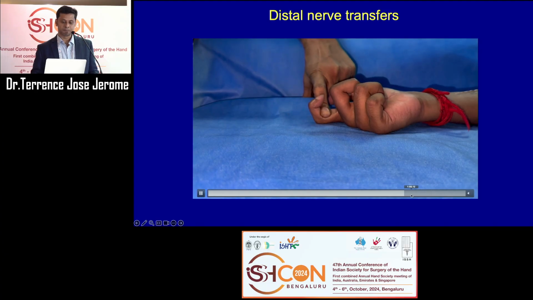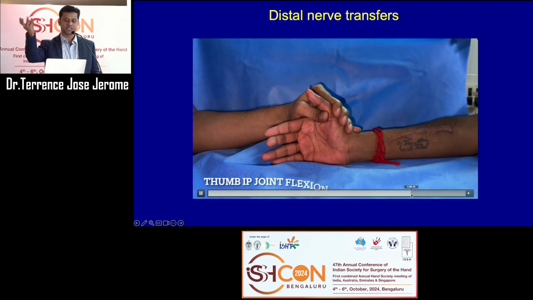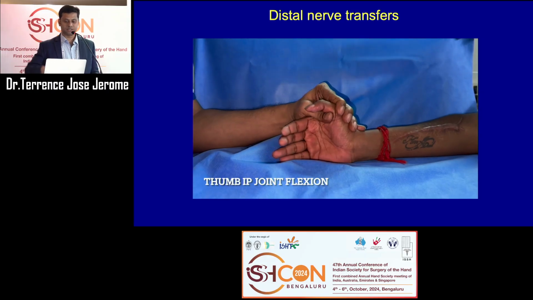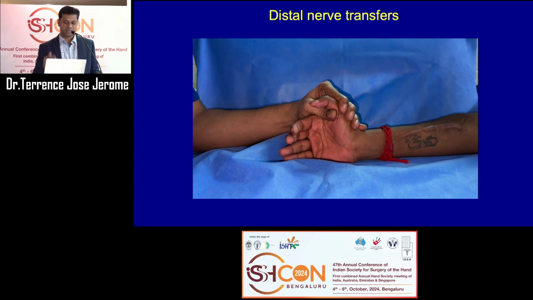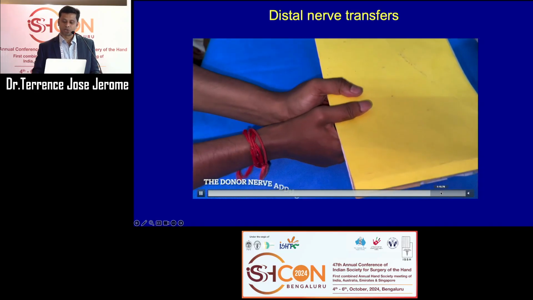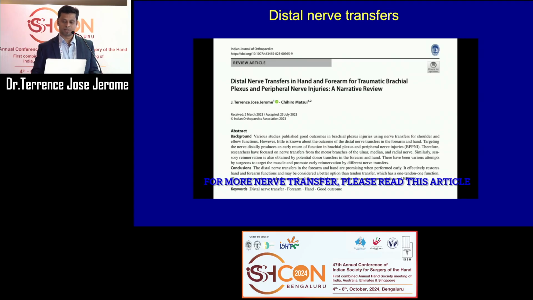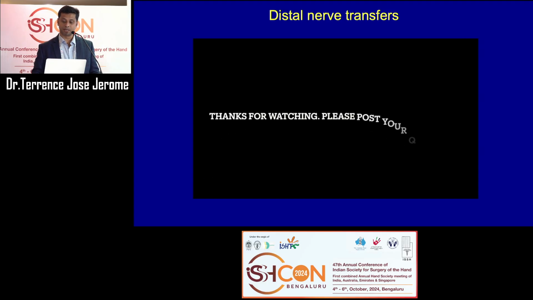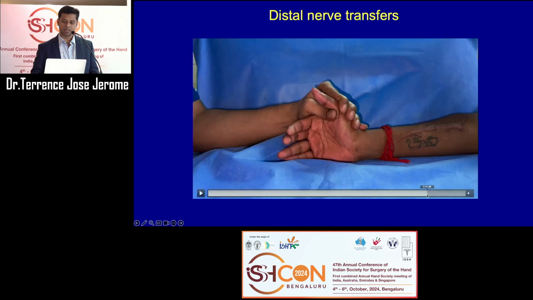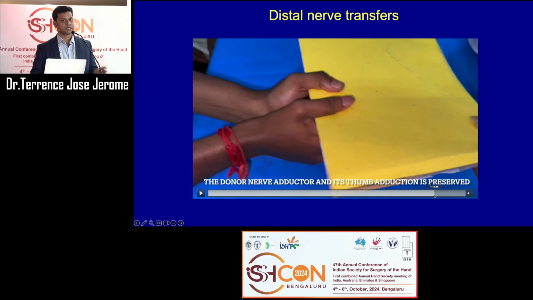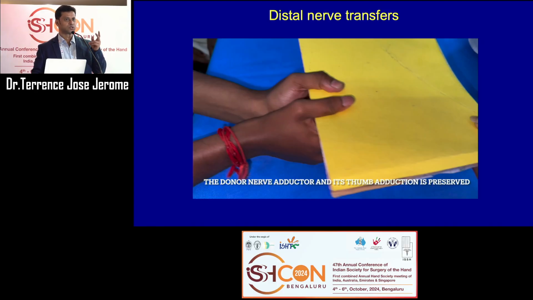In addition to that, what we routinely see is abduction, but we forget to see the FPL. So this patient has independent movement of the FPL, meaning to say that the AIN is completely reinnervated. Somebody says, no, you are taking the nerve from the adductor terminal branch of the ulnar nerve. These patients do not have any deficit at the follow-up because there are two branches of the adductor nerve in the hand. Every donor has at least two branches, where one can be sacrificed.